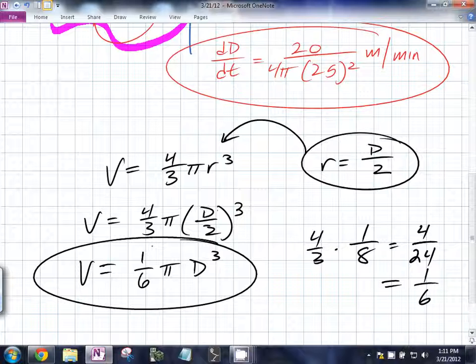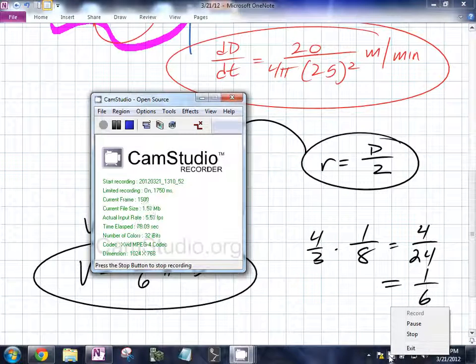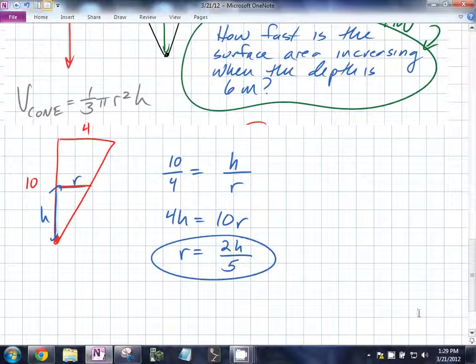So look, that right there, what is that? That's volume just in terms of diameter. So you could start that way instead if you wanted to. You're going to have to do a substitution in parts. The only thing you need to remember is the equation for the volume.